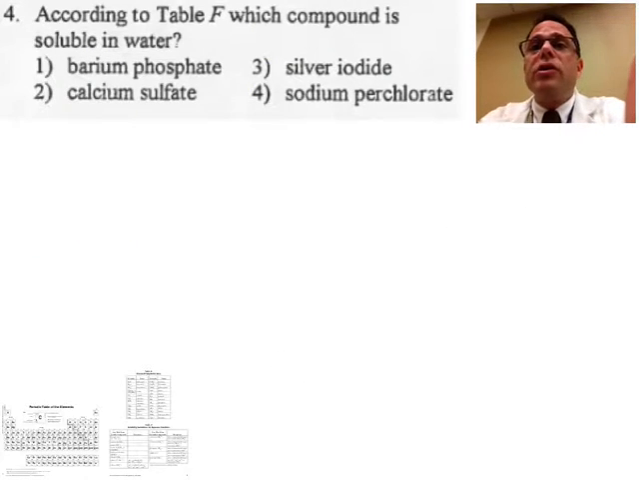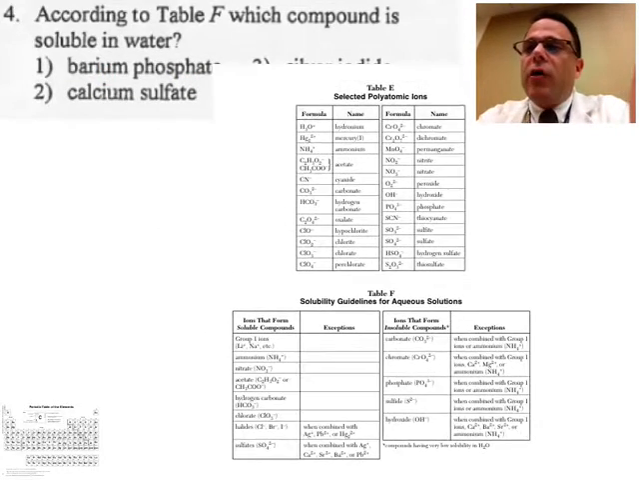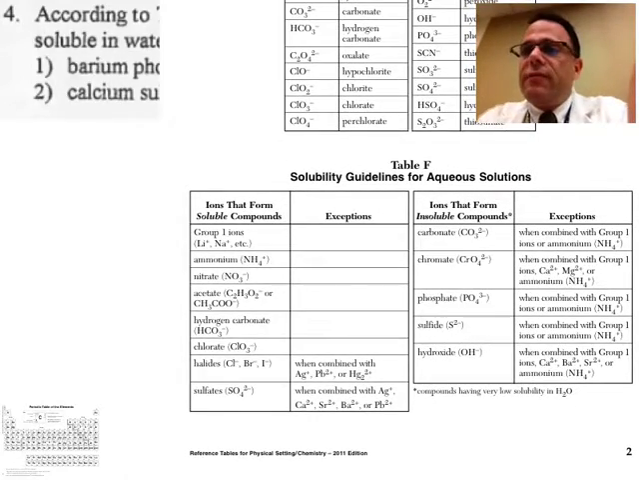All right, this question is no different. It says, according to Table F, which compound is soluble in water? And here, instead of seeing the elemental symbols, the formula, it's actually just spelling it out for you. So let's just jump right into it. All right, barium phosphate. Do we see phosphate anywhere? Where are you, phosphate? There are the phosphates.